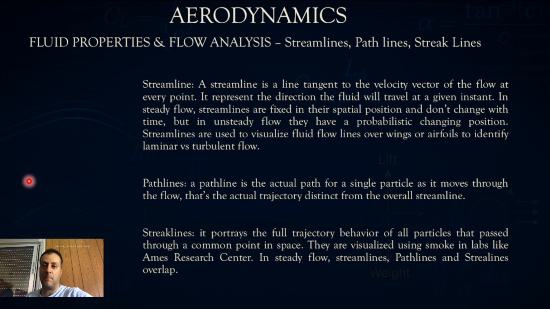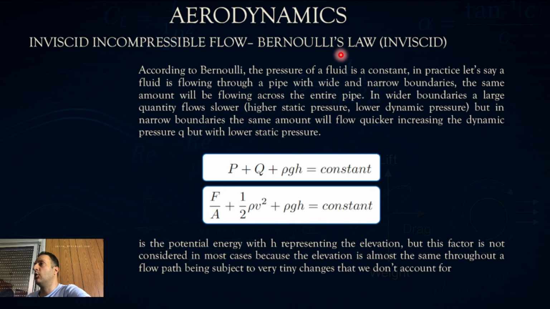They are the same. Let's talk about Bernoulli's law, which is for inviscid, or non-viscous, flows, and of course incompressible flow types. Incompressible again means that there's no air compression, the density and pressure do not change, or the temperature does not change. And inviscid means that viscosity has a negligible effect on the flow itself. According to Bernoulli, the pressure of a fluid is constant. In practice, let's say a fluid is flowing through a pipe with wide and narrow boundaries. The same amount will be flowing across the entire pipe, for the wide regions and the narrow regions of the pipe.